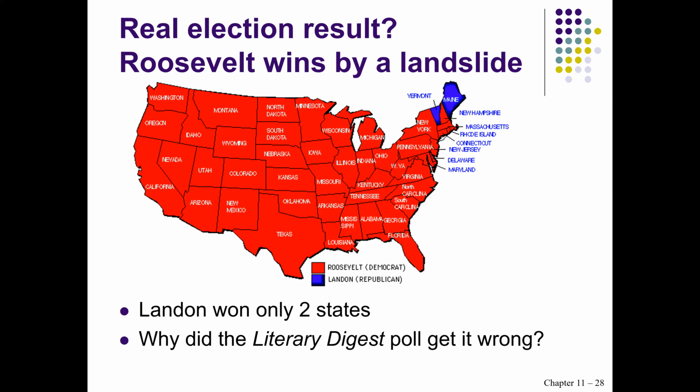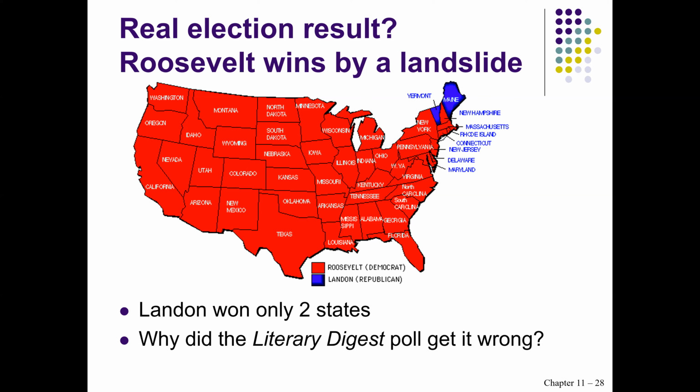So here's the real election result. The red states show that Roosevelt won the election, the electoral college in that state. Franklin Roosevelt was the Democratic candidate. And Alf Landon won the blue states. He was the Republican candidate in 1936. And so you can see here that Landon, in fact, did not win the election. There has not been a President Landon, but Roosevelt won the election, and he won it by a landslide. Landon only claimed 2 states, Vermont and Maine, and Roosevelt swept every other state in the country.